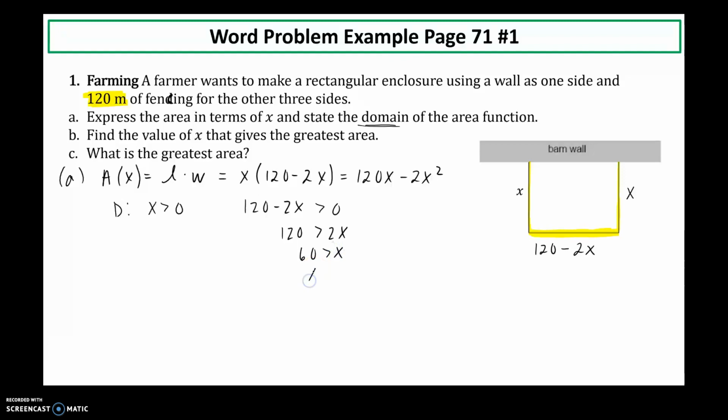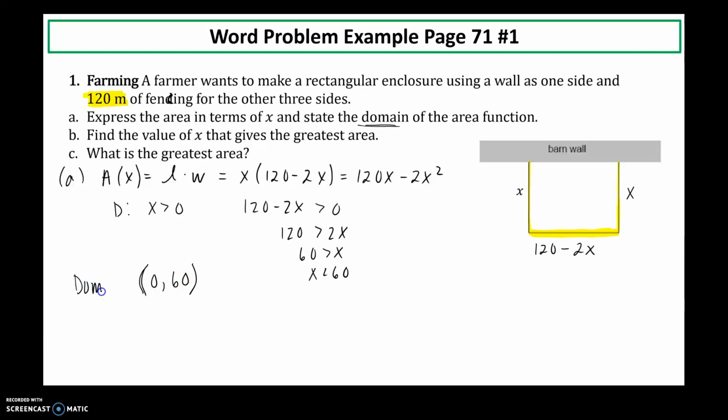So then x has to be less than 60. So my domain, notice I can't equal those numbers because again, my lengths can't equal 0. We write our domain to be between 0 and 60. Okay, and we'll talk about this notation in class.